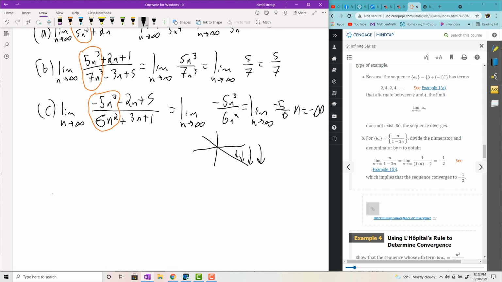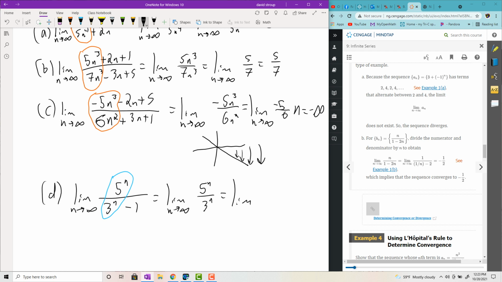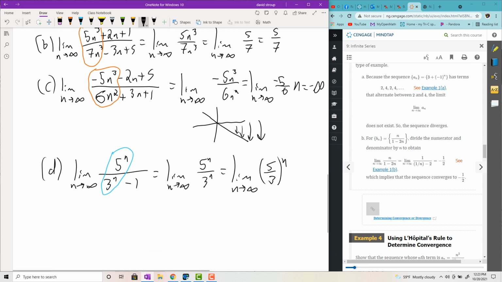This will also apply, believe it or not, to things like the limit as n goes to infinity of 5 to the n all over 3 to the n minus 1. You could just pick off these portions, and in this case it would be the limit as n goes to infinity of 5 to the n over 3 to the n, which would be the limit as n goes to infinity of 5/3 to the n. And this thing is going to go to infinity.